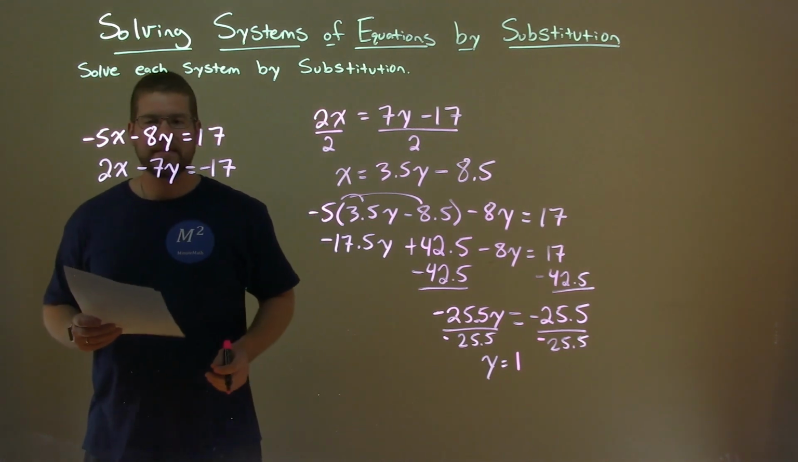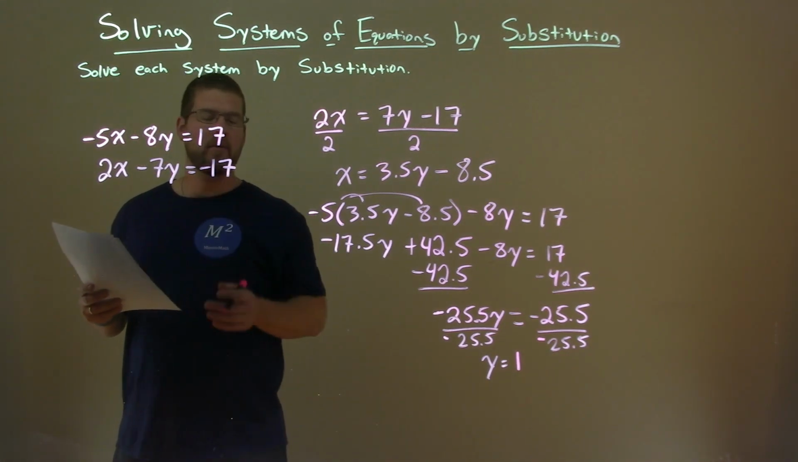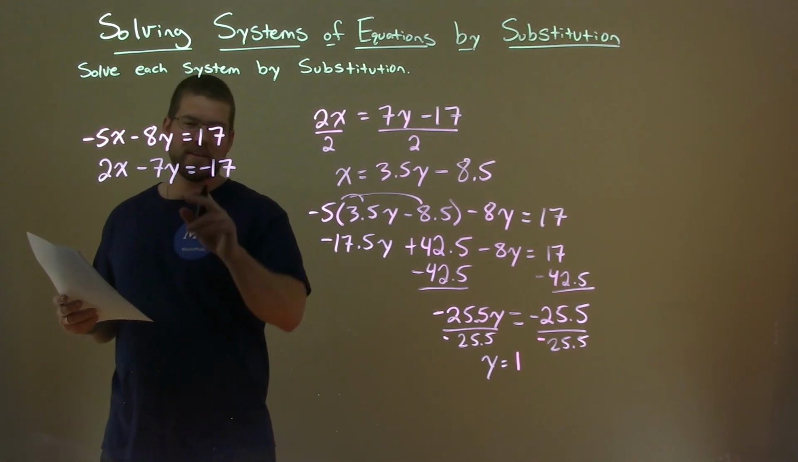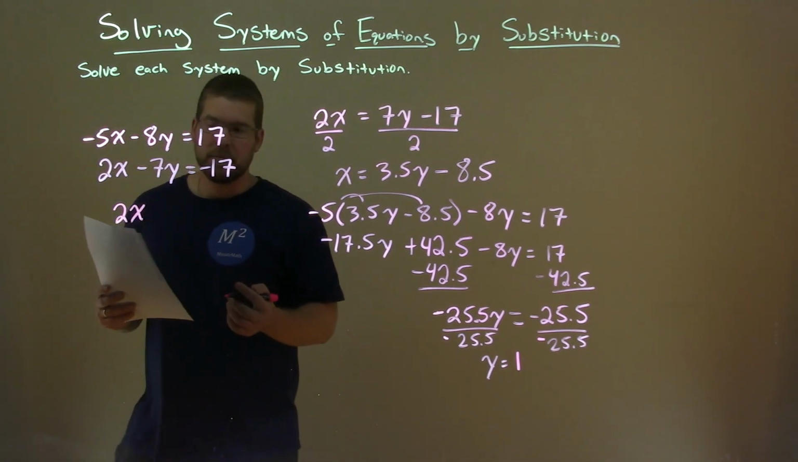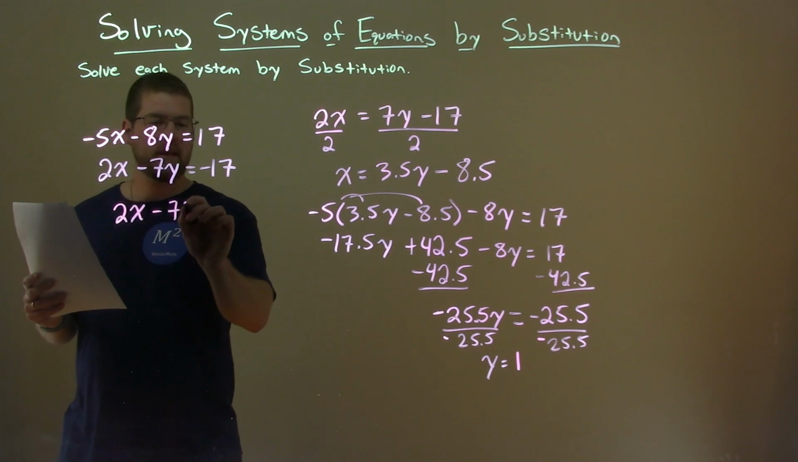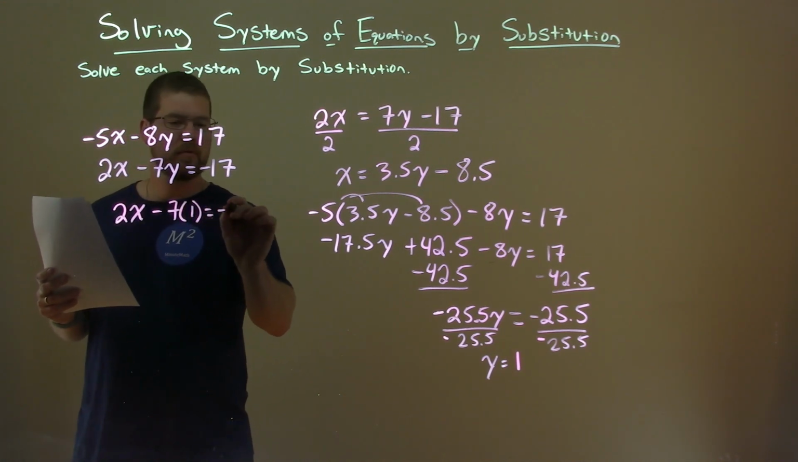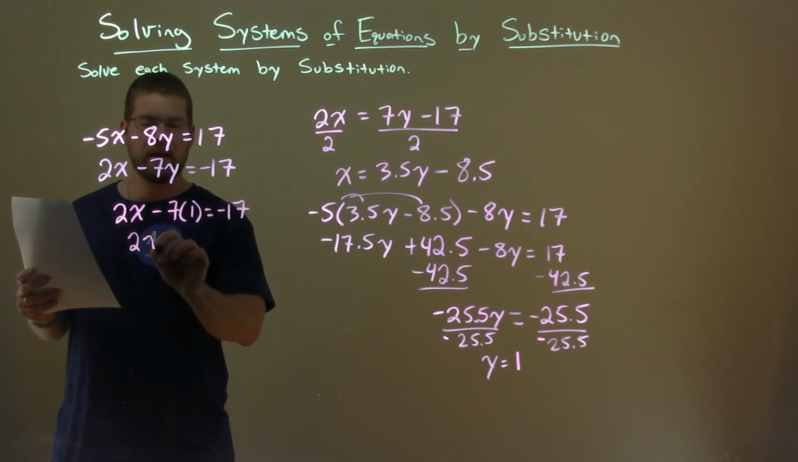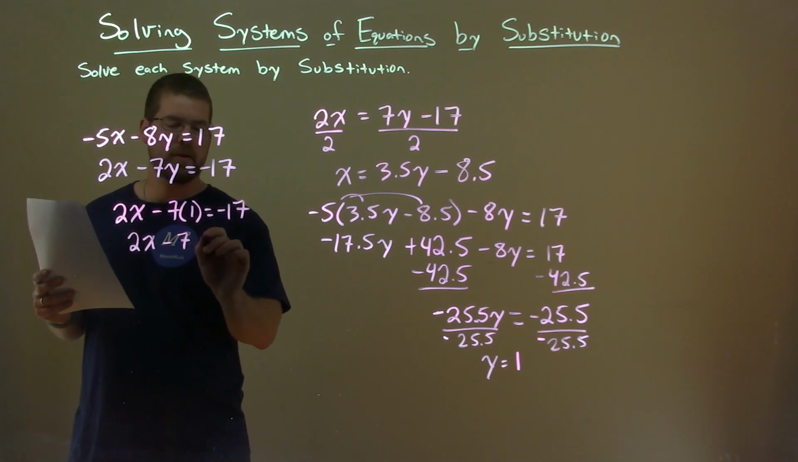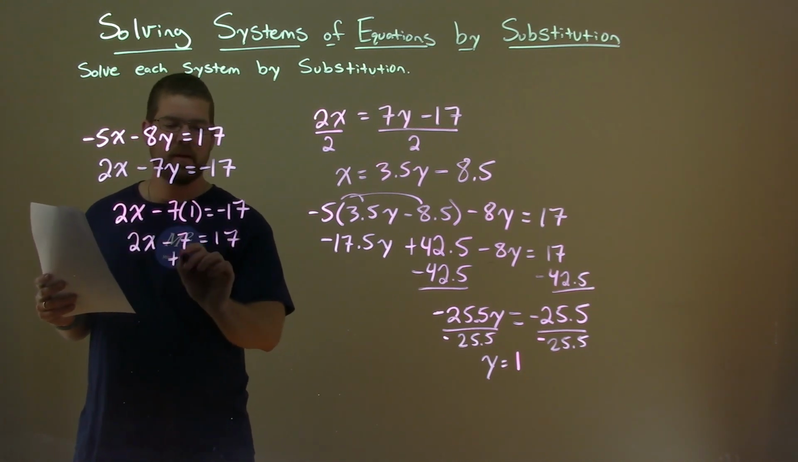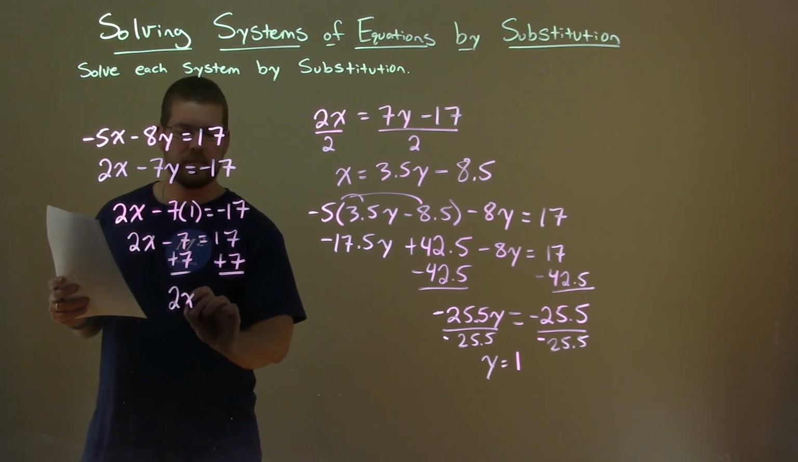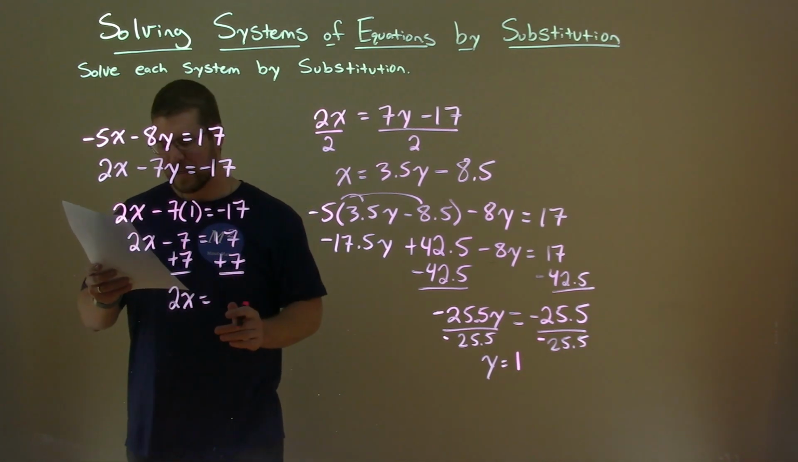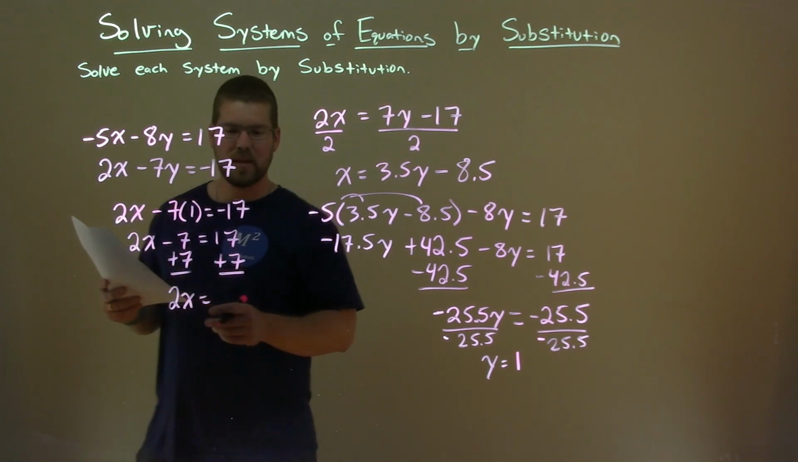Alright, so I have y by itself here. I need to plug it into one of my other equations to solve for x. I think the second equation is easier. Maybe it's just because I like working with the number 2. 2x minus 7 times 1 equals negative 17. 2x here minus, well, 7 times 1 is 7, equals negative 17. Add 7 to both sides. And 2x here equals negative 17 plus 7.